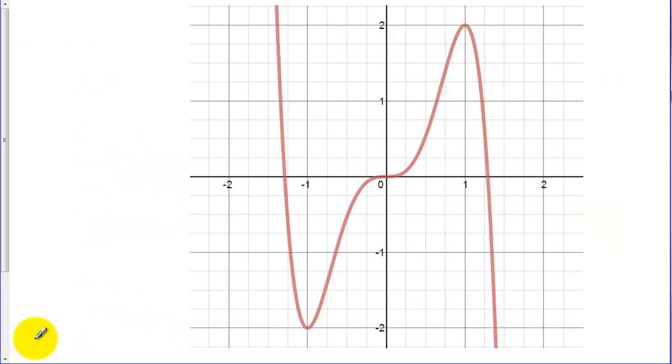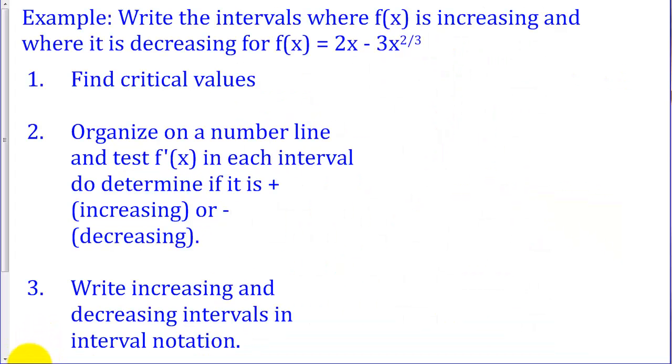So let's look at another example. So let's look at this one. So first, let's find f prime of x. So the derivative of that will be 2, and here I've got to take 2/3 times negative 3, which will be negative 2, and then we're going to subtract 1 from the exponent. And I'm going to GCF factor out a negative 2x to the negative 1/3.